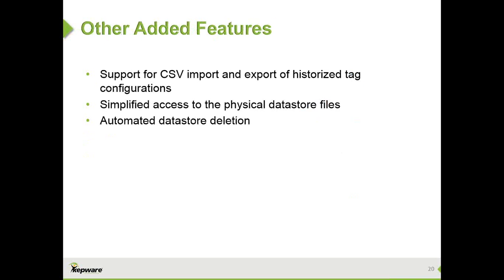So besides the aggregates, we do have some other added features to the historian plugin just to make the user experience a little smoother. So we now support CSV import and export of historized tag configurations. We simplified access to physical data store files, how you can get to them and point to them, and automated the data store deletion. So those are just some additional little tweaks that we did for our users.